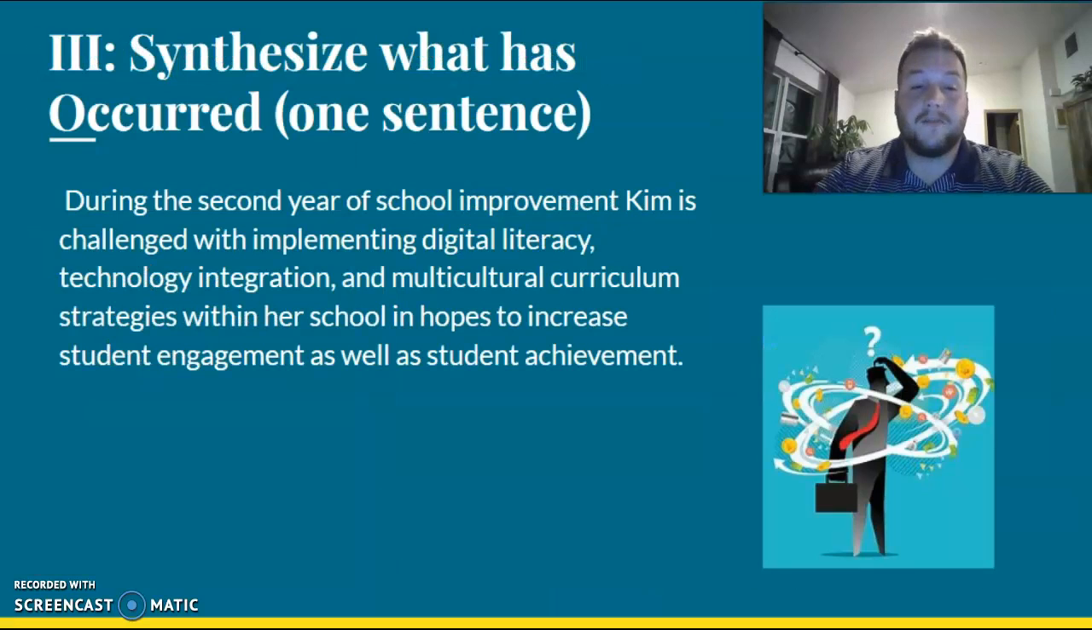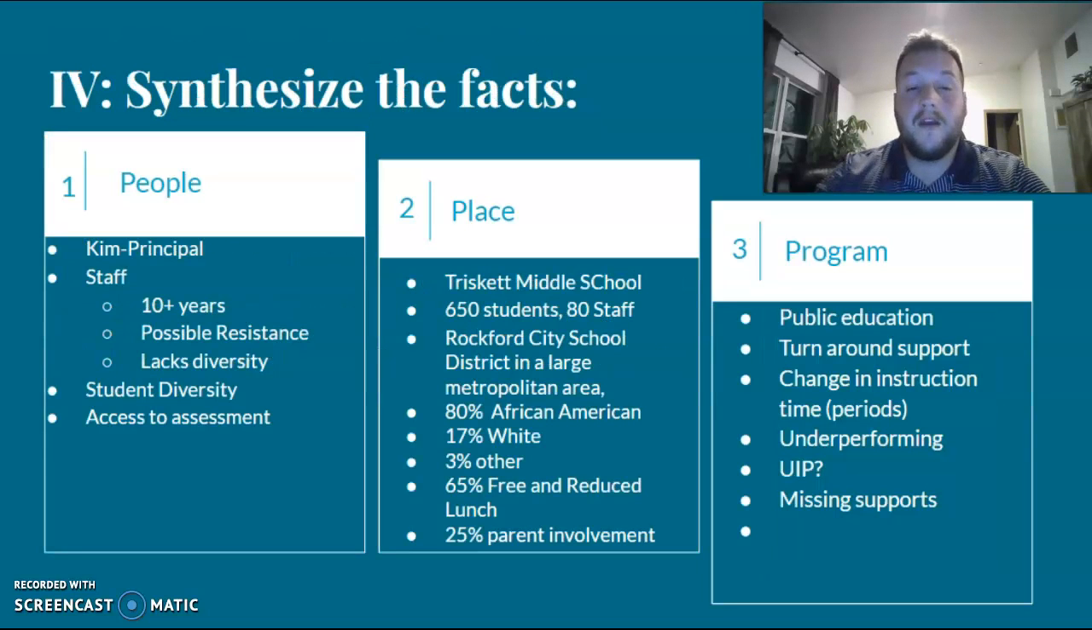So breaking this down into one sentence: during the second year of school improvement, Kim is challenged with implementing digital literacy, technology integration, and multicultural curriculum strategies within her school in hopes to increase student engagement as well as student achievement. Breaking down those facts, yet again, you've got Kim, the staff with that 10 plus years. There is possible resistance. I also noted here that lack of diversity within the staff can play a major role, seeing that you do have students that mirror large diversity.